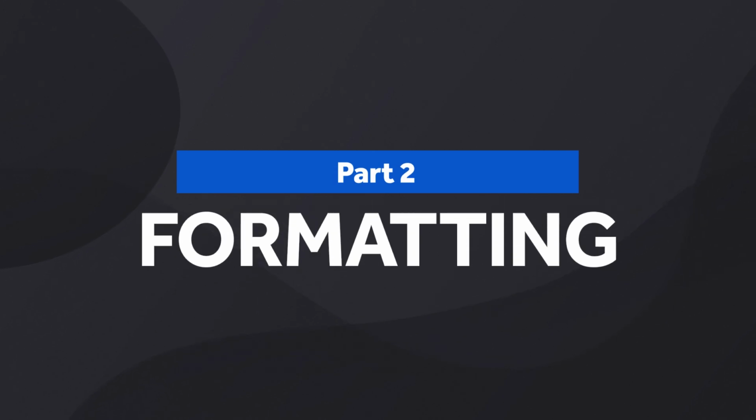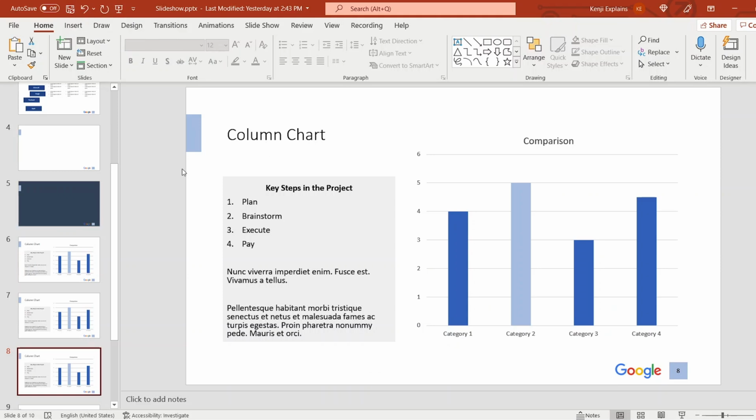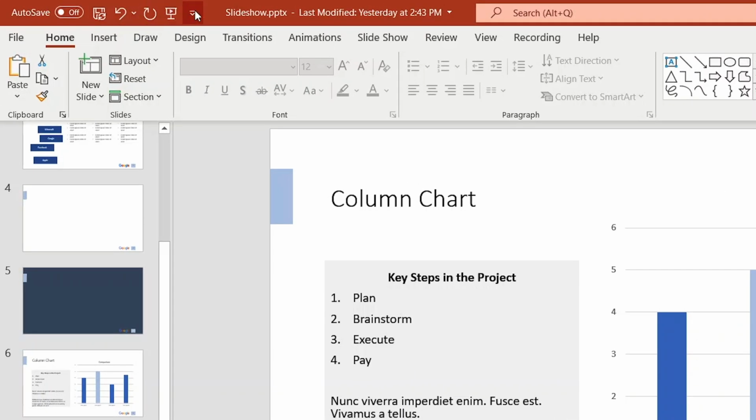Alright, moving on to some formatting shortcuts, and for that we'll use the Quick Access toolbar. At the very top left of PowerPoint, you'll notice that you have this thing here, and that's what's known as the Quick Access toolbar. You can kind of see it as customizable shortcuts.